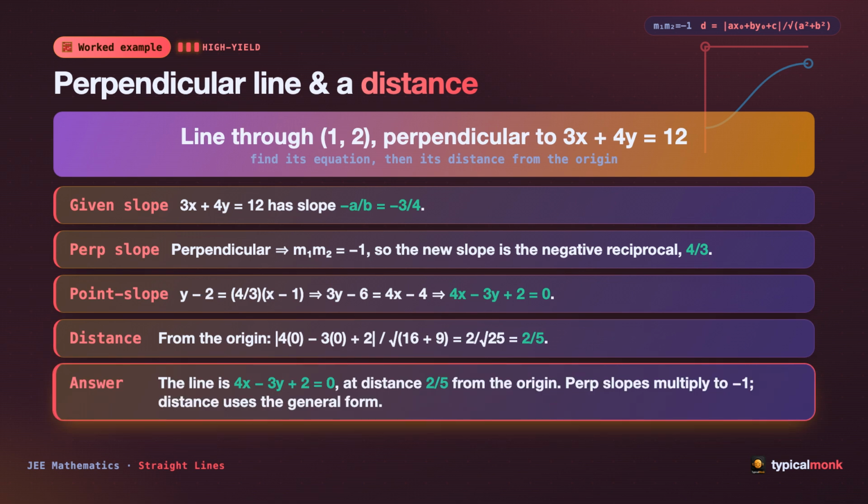So the answer: the line is 4x minus 3y plus 2 equals 0, standing at a distance of 2/5 from the origin. Perpendicular slopes multiply to -1. The distance uses the general form.